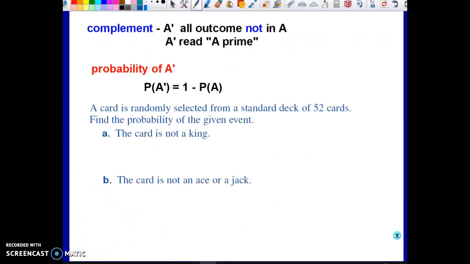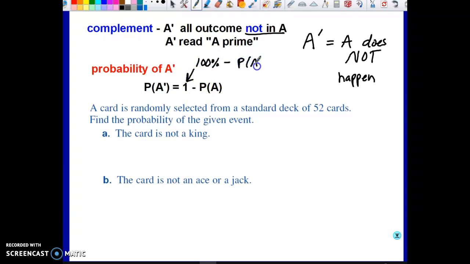Okay. Now the last thing we're going to talk about in this video is the complement. The probability that A does not happen. So when you see this, A apostrophe, that means A does not happen. And again, I read that A prime. A prime means A does not happen. The probability of A not happening is 1 minus P of A. Remember what 1 is? That's 100% minus the probability of A happening.